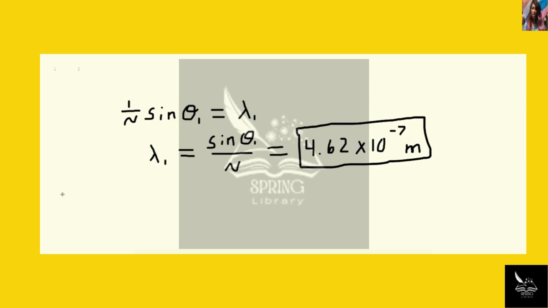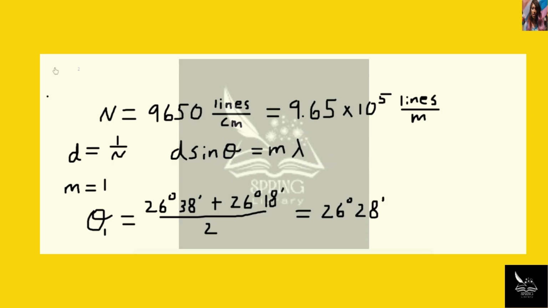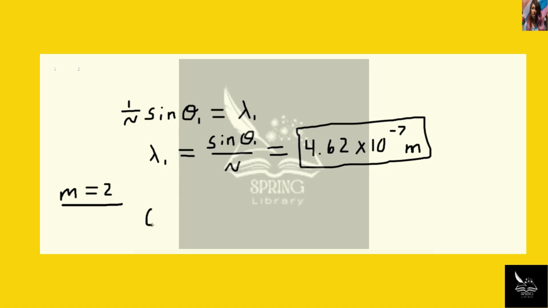Now we're just going to do the exact same thing, except for when m is equal to 2. So this is the m equals 2 case. Let me underline the m equals 1 case there as well. Okay, so when m equals 2, let's find theta 2. Again, we're going to do the exact same thing. I'm just going to average out the two values.